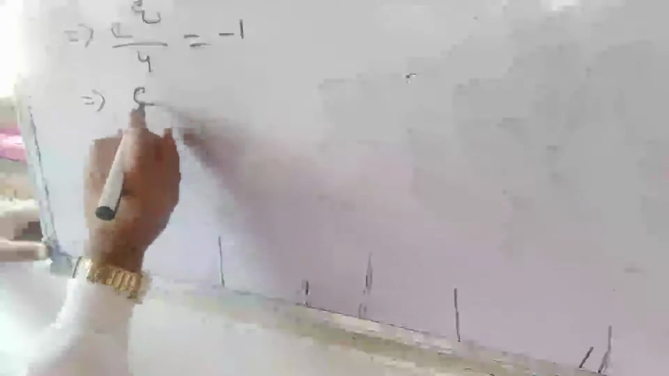But we know that product of the roots is equal to c divided by a is equal to minus 1. And we know that a is equal to 4, so 4 into minus 1 is equal to c, that is c is equal to 4 into minus 1, that is minus 4. Therefore, a is equal to 4, b is equal to minus 1 and c is equal to minus 4.